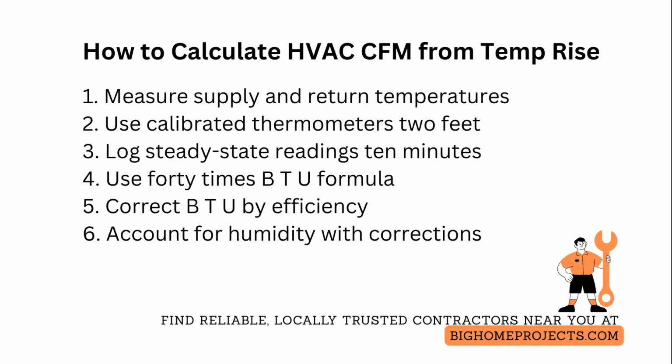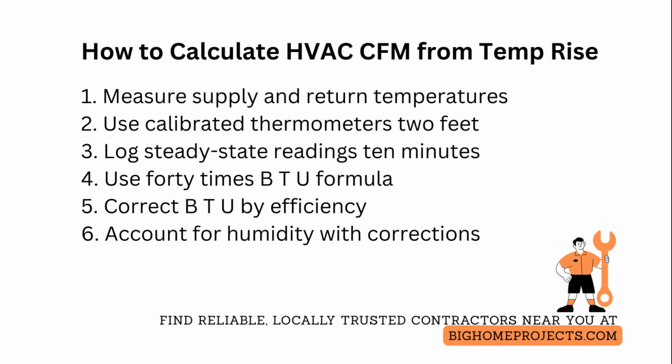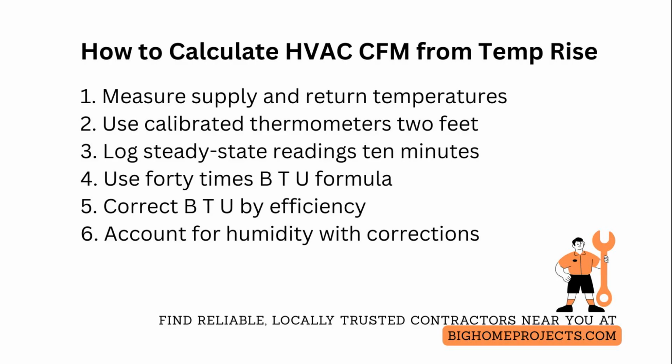Log steady-state readings after the system has run for at least 10 minutes on full fan speed so the temperature stabilizes. Calculate total heating output by using the system nameplate British thermal units per hour or by summing individual gas input ratings minus pilot and standing losses, and always confirm with combustion analysis when possible to account for actual fuel to heat conversion.